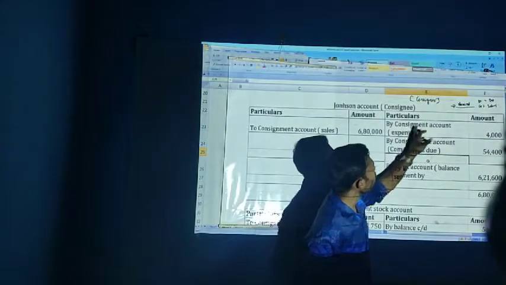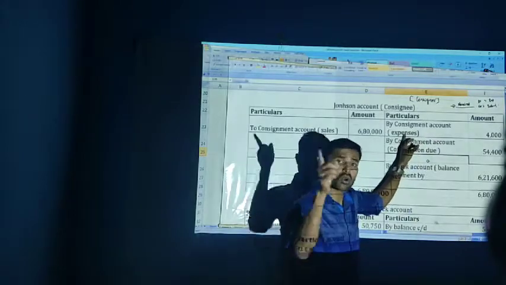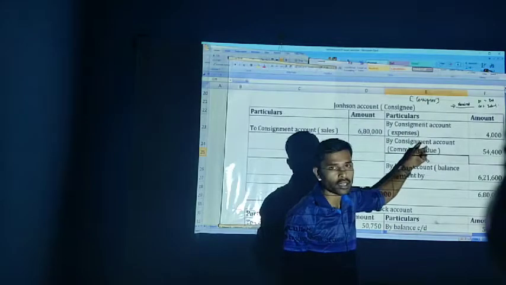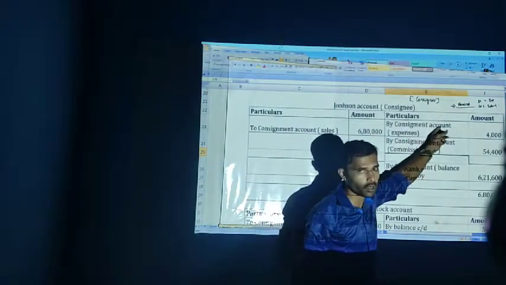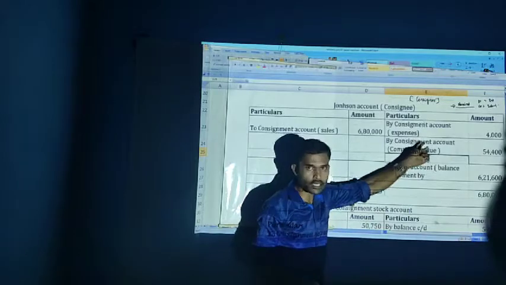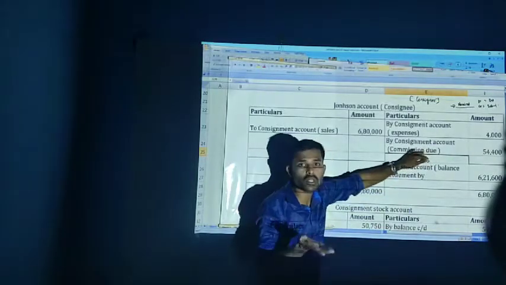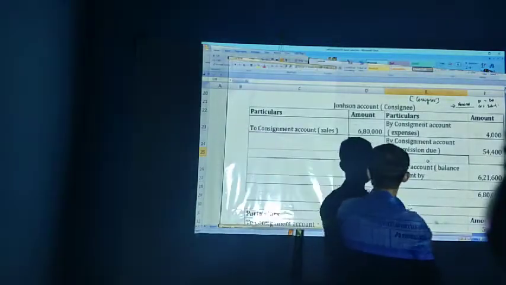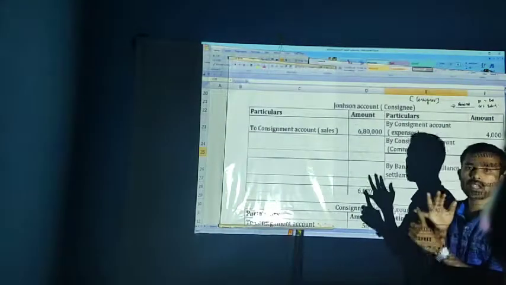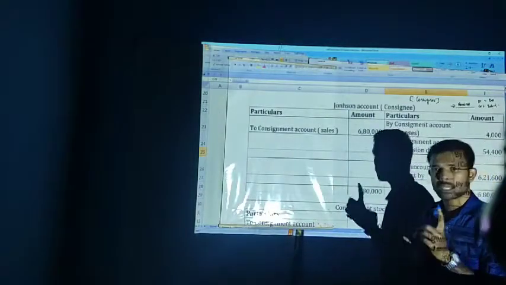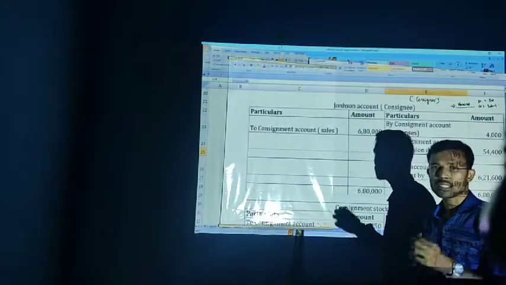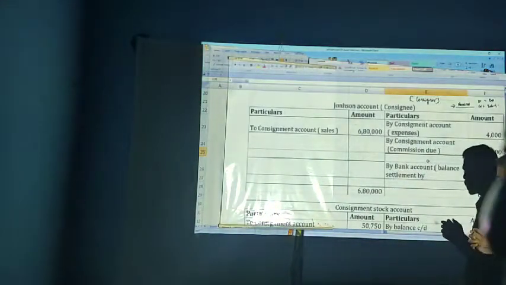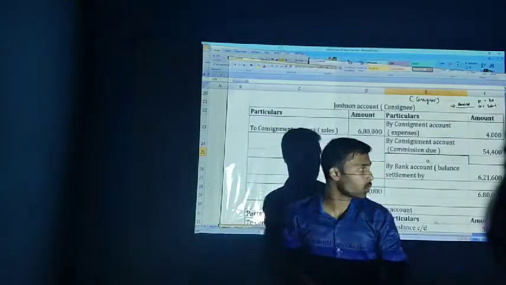Right, that is by consignment account, the expenses. Go and see in the consignment account, it was debited in the consignment account, and come back to the consignee account and you see that is by consignment account, right? That is 4,000. Next again, meanwhile, there is a commission due for the consignee. Already ಕೊಡಬೇಕಾಗಿದೆ. So, right, when due is there, then the creditor will increase. Creditor is what? It's a liability. Liability increases with which balance? Credit balance, right? So by consignment account, that is 54,400 will be the commission due to Johnson.